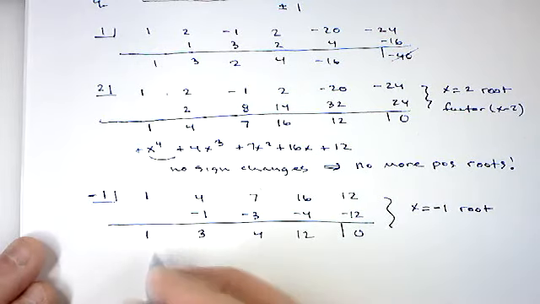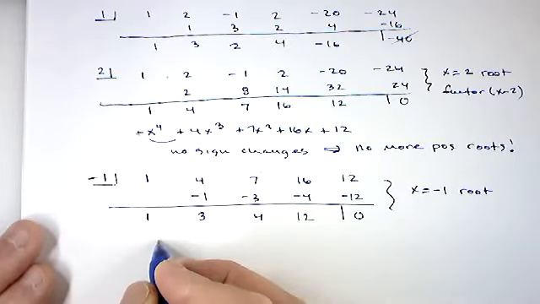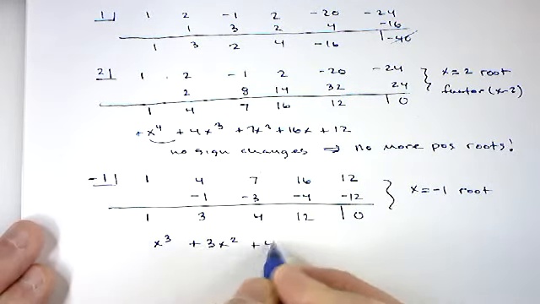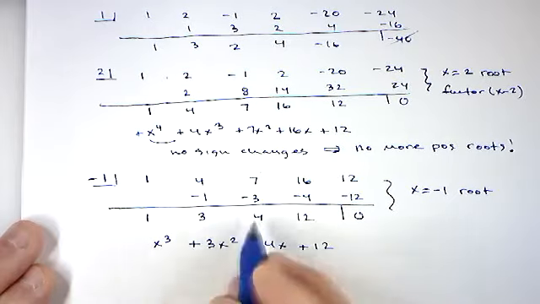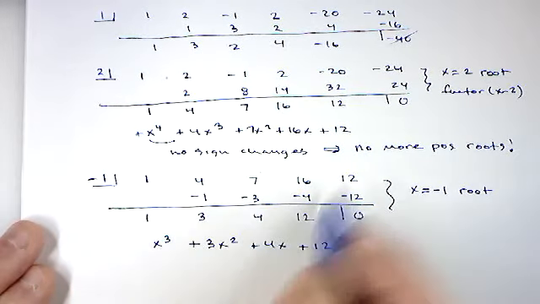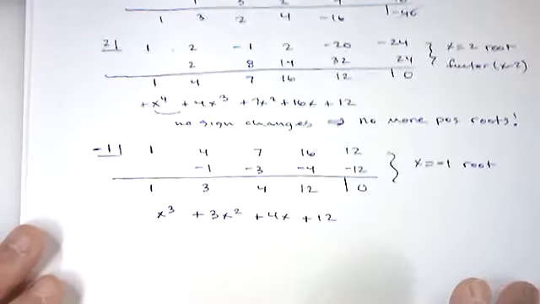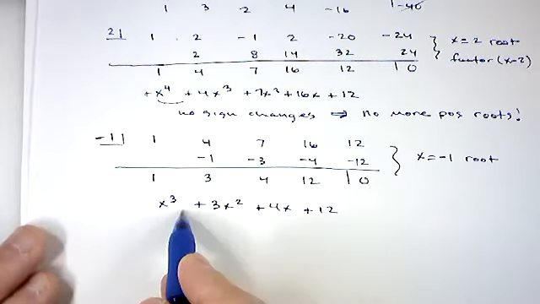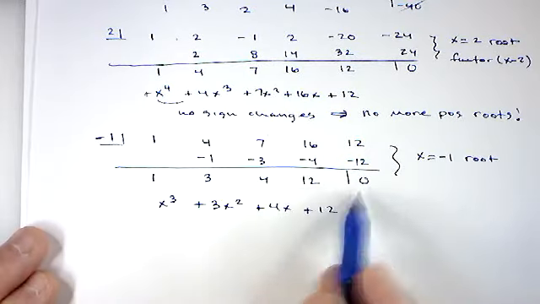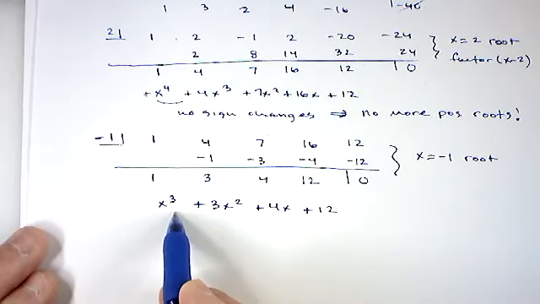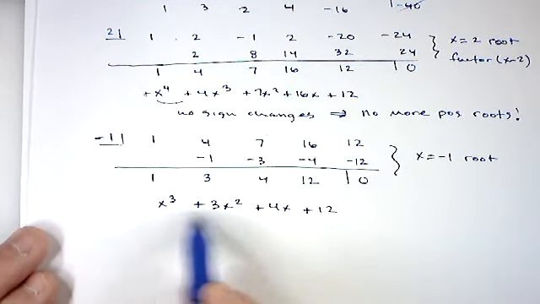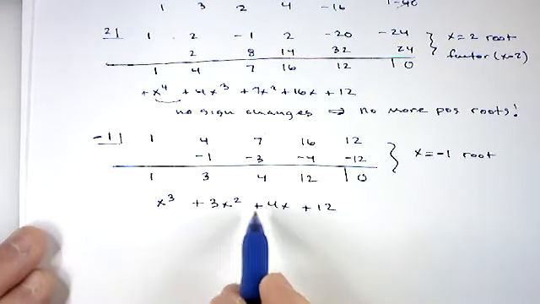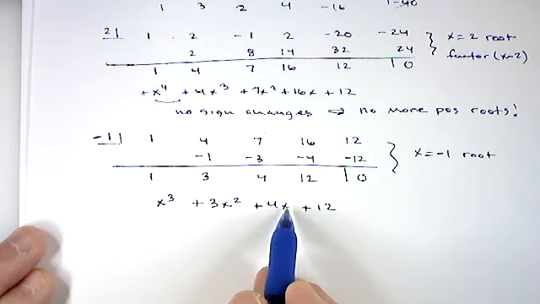And my reduced polynomial is now 1x cubed plus 3x squared plus 4x plus 12. Again, notice it's all positive. So that again tells me there's no positive roots, but we already knew that from before. Now we can keep going, right? We could keep checking negative numbers, but I want to remind you that oftentimes, not always, but if you get down to a cubic, you might be able to just factor this by grouping.